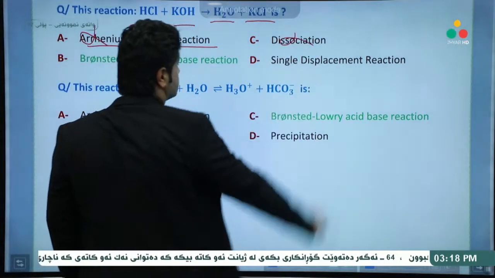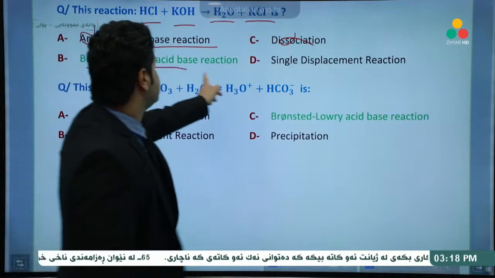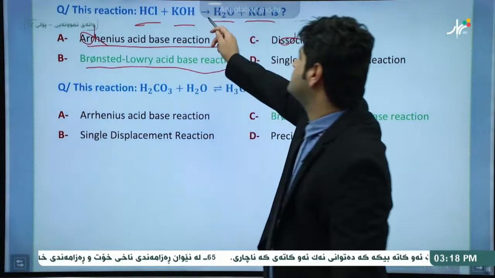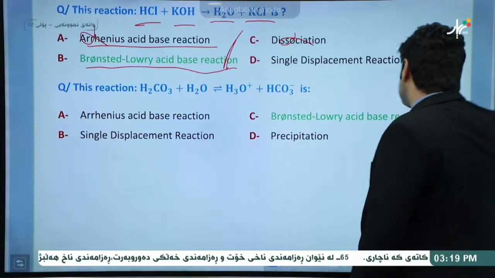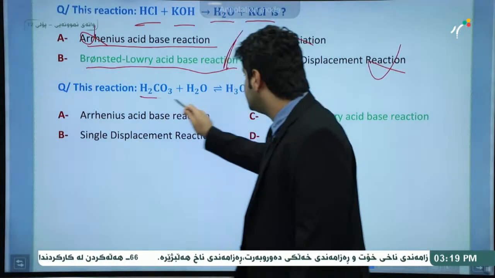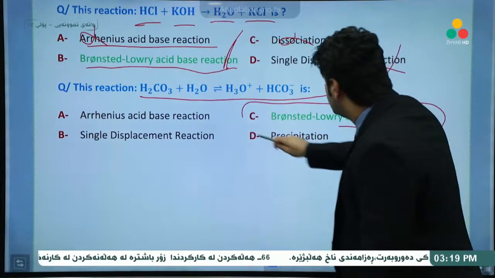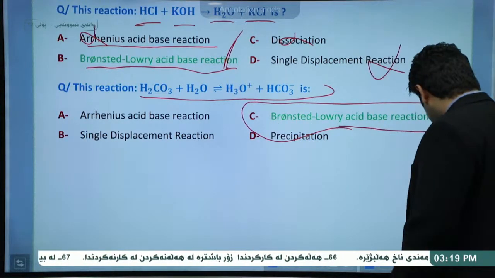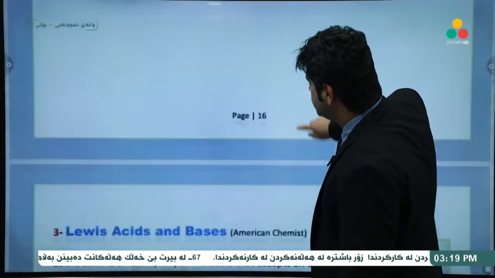Dissociation, no, it's not dissociation. It's Brønsted-Lowry acid-base. Well, let's see. We have a proton donor and a proton acceptor, so it's Brønsted-Lowry acid-base. Single displacement? No, definitely. This reaction, of course, again, is Brønsted-Lowry acid-base, so all questions have the same idea.